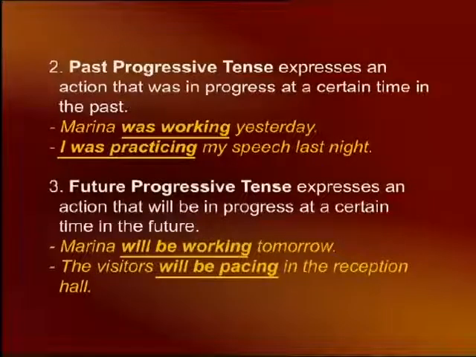And the third progressive tense is the future progressive tense, and it expresses an action that will be in progress at a certain time in the future. Example again: Marina will be working tomorrow. The visitors will be pacing in the reception hall. All expressing an action that will be in progress at a certain time in the future.